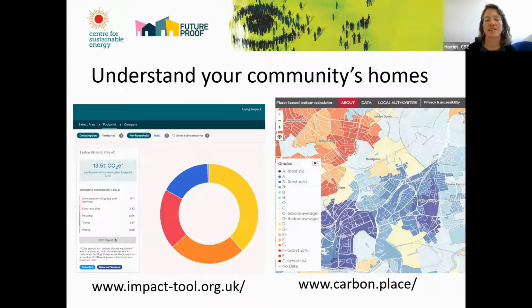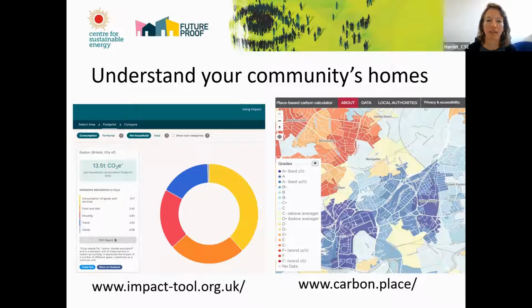Another way in which you can understand the energy performance of buildings or the carbon emissions associated with different parts of your community is to use some online tools. So I'm just going to talk through a couple of them. One is the impact tool, which is a carbon footprint calculator that CSE developed. And then there's also the place-based carbon calculator, which is carbon.place.